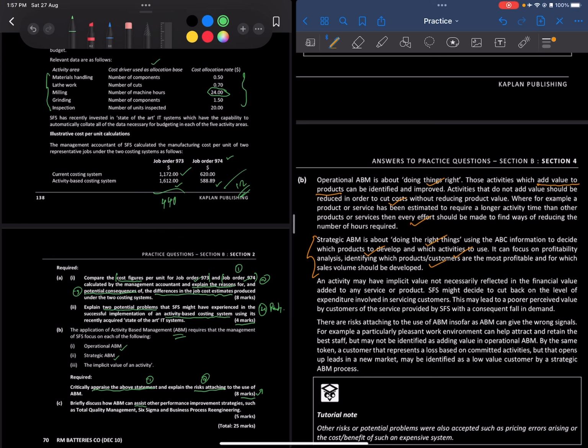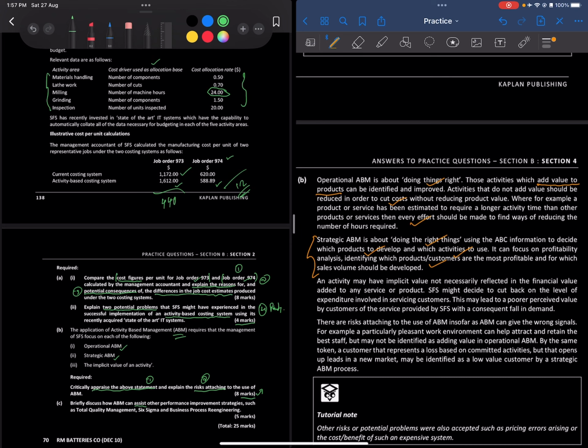And then focusing on the profitability part as well, because you have your costing, then you analyze what the cost is for a particular customer or for a product. So for customers you will do customer profitability analysis, and you will do product profitability analysis. So those are the strategic level activities. And then implicit value of an activity.